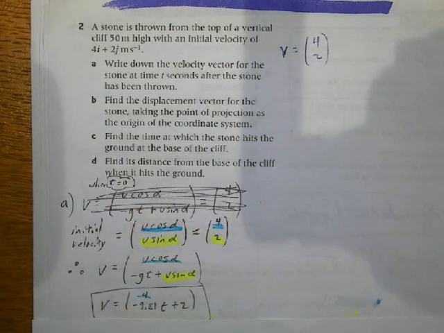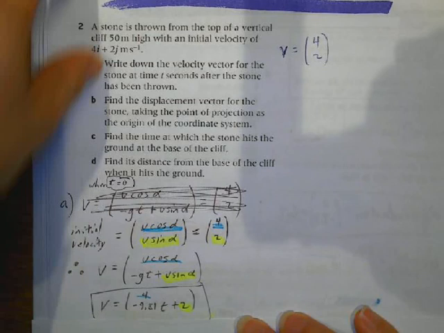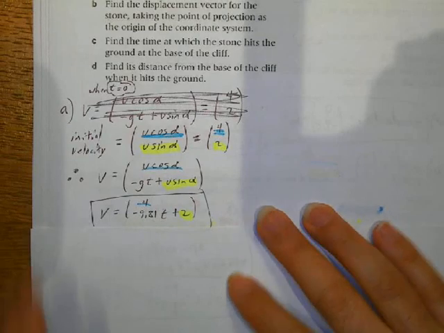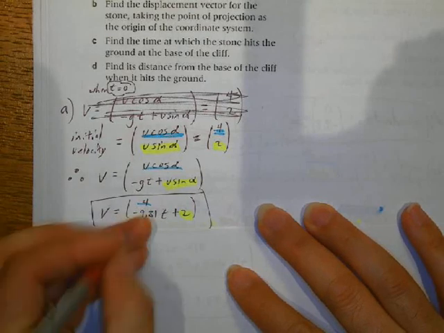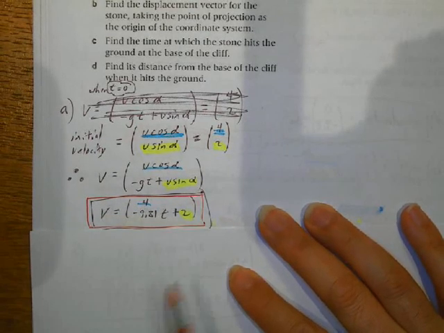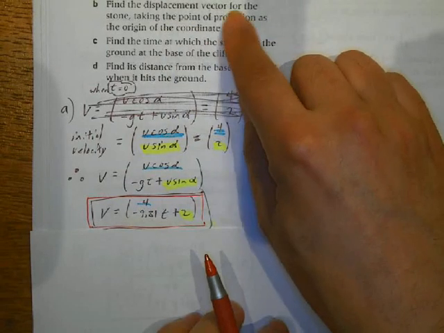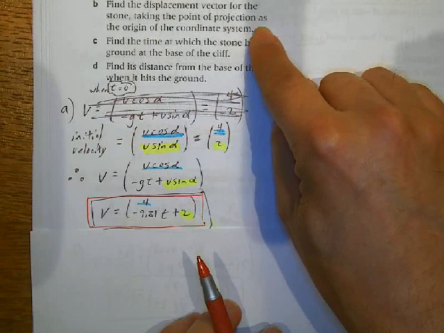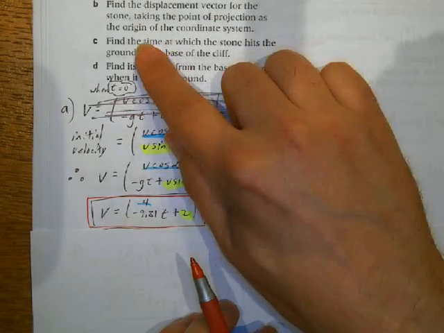Hit pause anytime you need to. All right, so that's my velocity vector. Question B. Find the displacement vector for the stone, taking the point of the projection at the origin of the coordinate system.